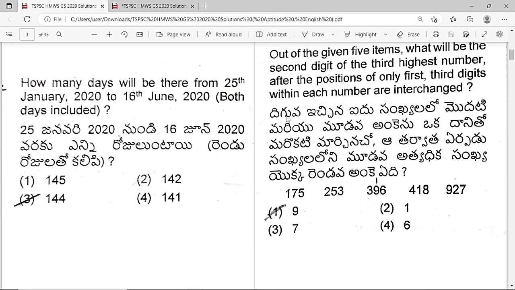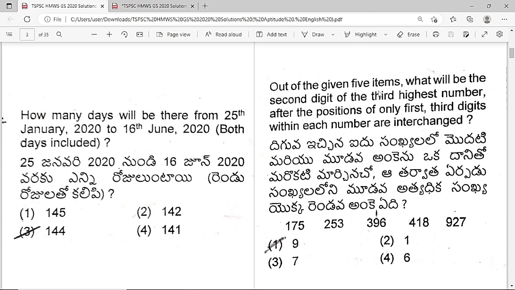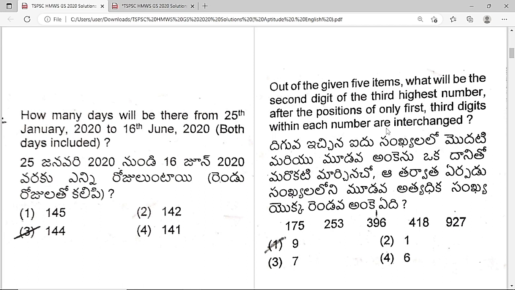See the question here. The question is, out of the given 5 items, what will be the second digit of the third highest number after the positions of only first third digits within each number are interchanged? So basically in the question they have given, out of the given 5 items, what will be the second digit of the third highest number after the positions of only first third digits within each number are interchanged?